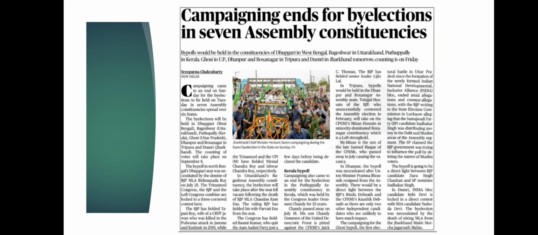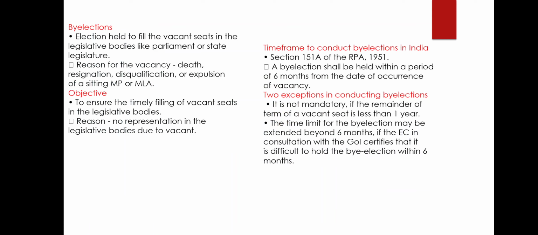Here, tomorrow by-elections are going to be held in 7 assembly constituencies spread over 6 states, such as West Bengal, Uttarakhand, Kerala, Uttar Pradesh, Tripura and Jharkhand, and the election campaign in the 7 assembly constituencies came to an end yesterday. The news article further states that the counting will take place on September 8th, and this is all about the news article. In this discussion, we will see the points about by-elections.